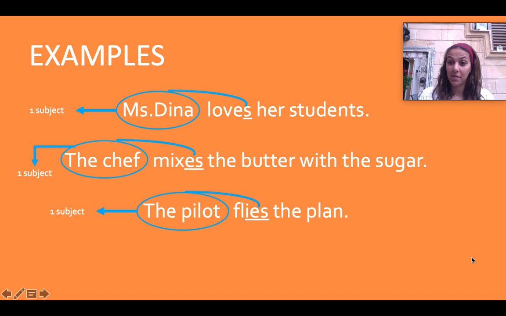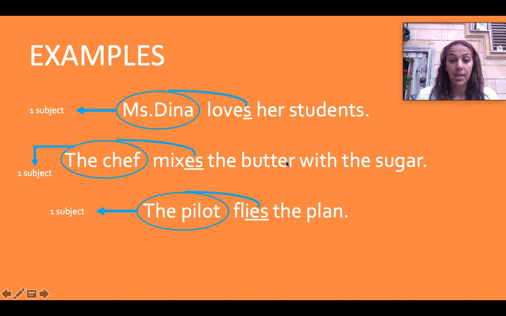So let's look at some examples. When I say, Ms. Dina loves her students, obviously we have to agree that the subject-verb agreement here is singular, which means the subject is singular. Ms. Dina is one person, and therefore I have to add an S at the end of my verb. Since the verb love ends with E, all I need to do is add an S at the end.